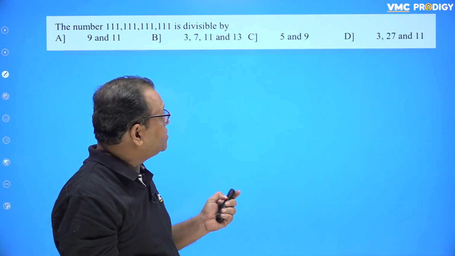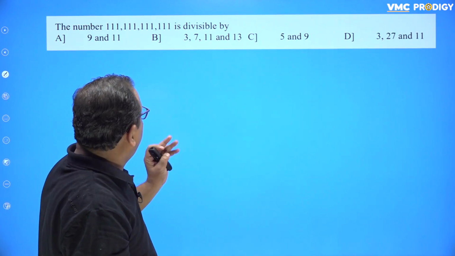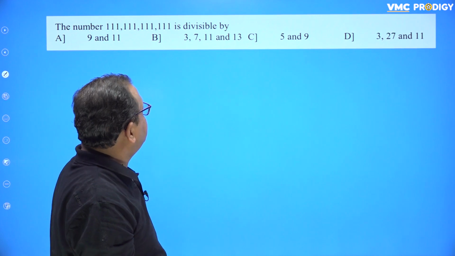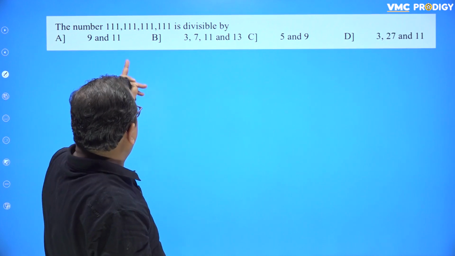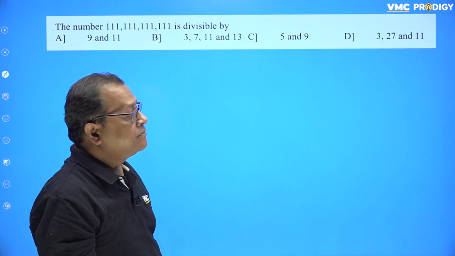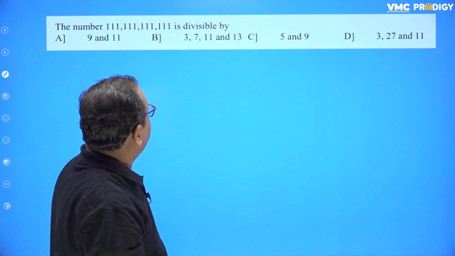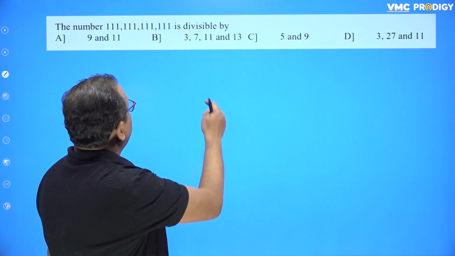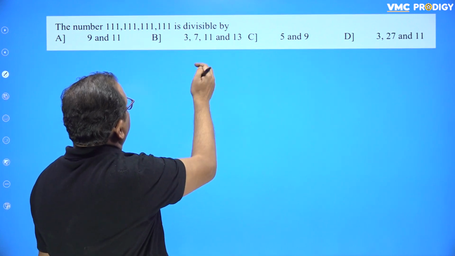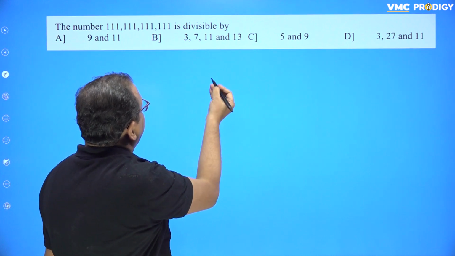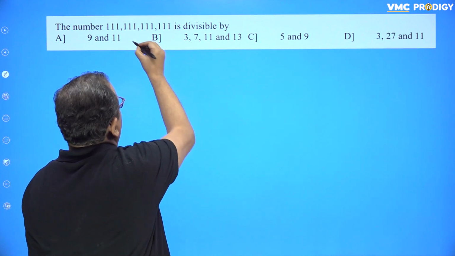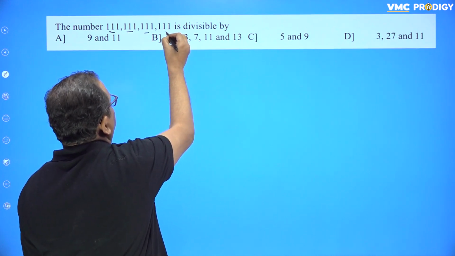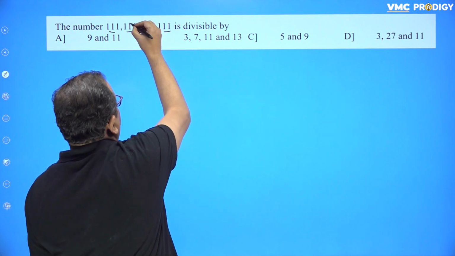Let's move on to the next question. 1, 1, 1, 1, 1, 1, 1, 1, 1, 1, 1, 1 is divisible by how much? Okay. Surely it is divisible by 3, right? It is divisible by 3. Now, if you see how many triplets are there, is it divisible by 7, 11 and 13? So there are how many triplets? 1, 2, 3, 4. So right minus left.